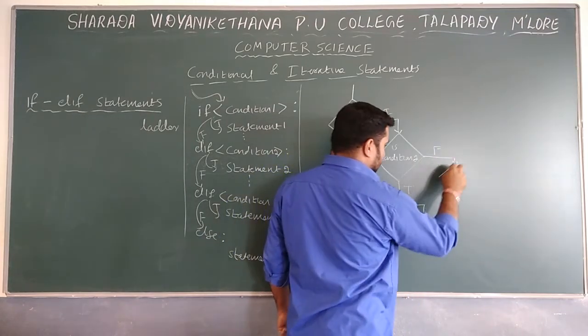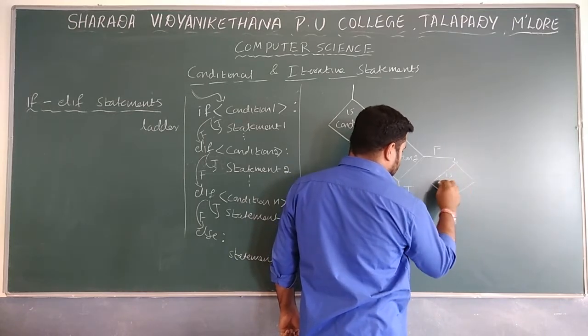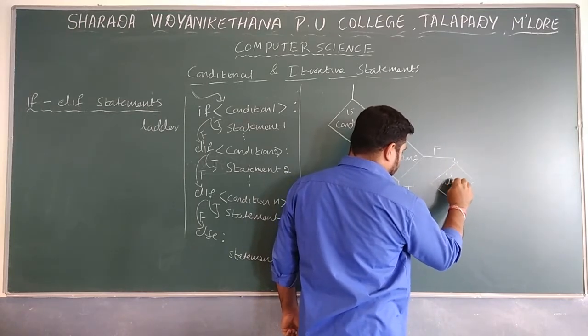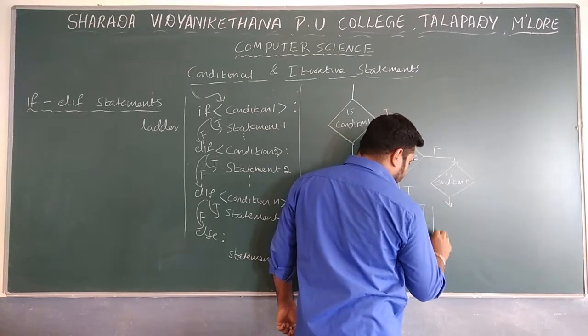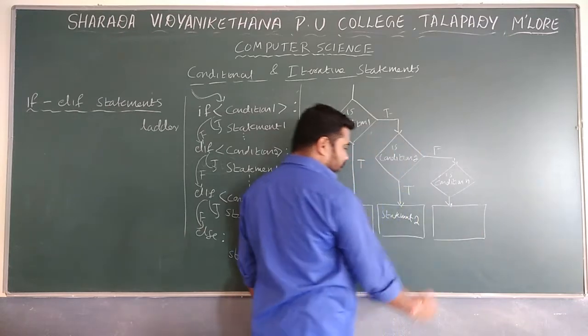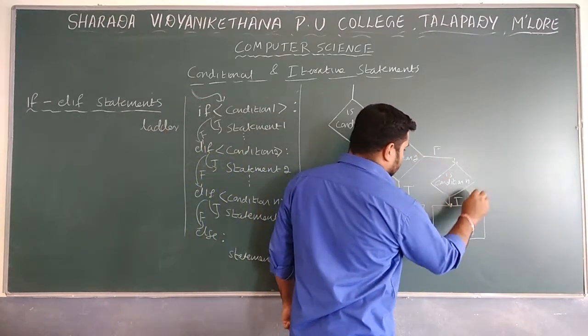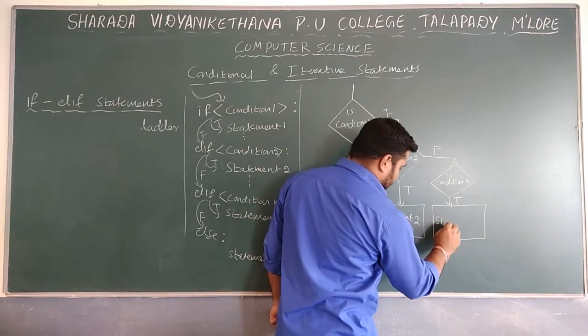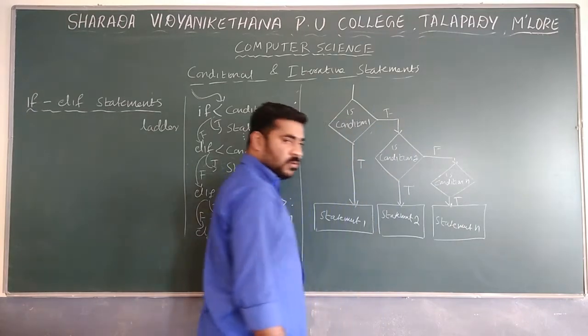I write here condition N. We will check condition N. Where condition N is true, like that, n number of conditions are possible. So 1, 2, 3, I just wrote here N conditions. So statement N is going to execute.